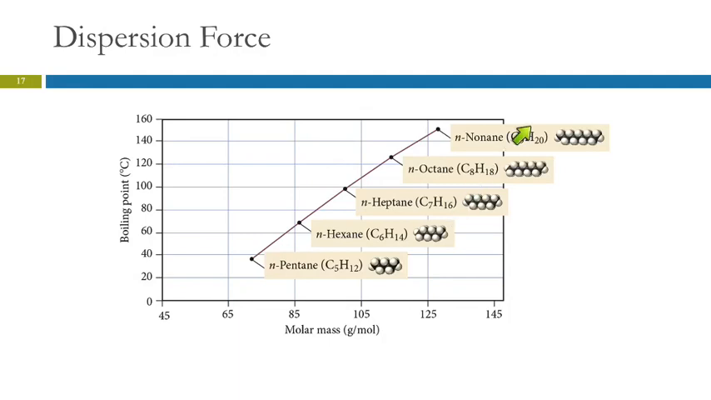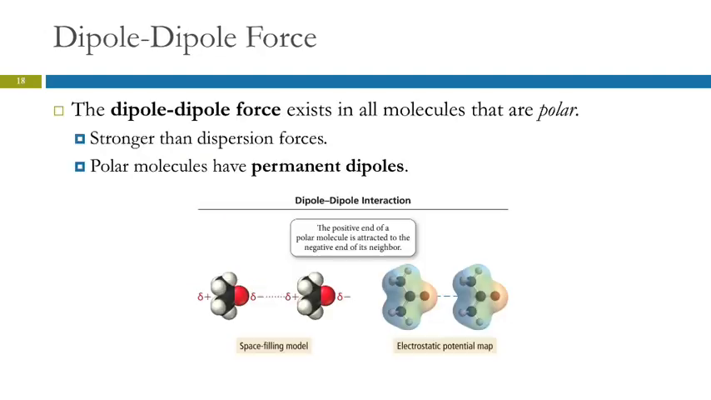So the molar mass is increasing, and the surface area, this one being long, it has more surface area that it can be attracted to other molecules than pentane does, because pentane is short. And so we see that the boiling point goes up with molar mass and increasing length of the molecule. Any questions? So that's the first one.